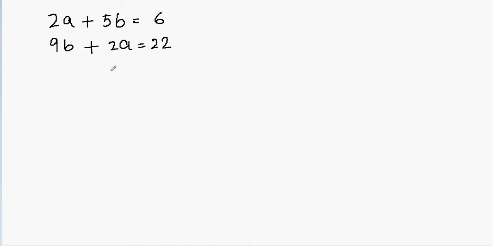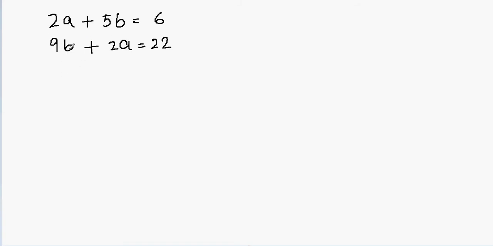Then the next thing you look at is whether they have the same sign or opposite signs. If they have the same signs, then you subtract the equations. If they have opposite signs, then you add the equations. Here we have the same signs, so we'll subtract the equations to eliminate one variable. These are not aligned, so let's align them first.